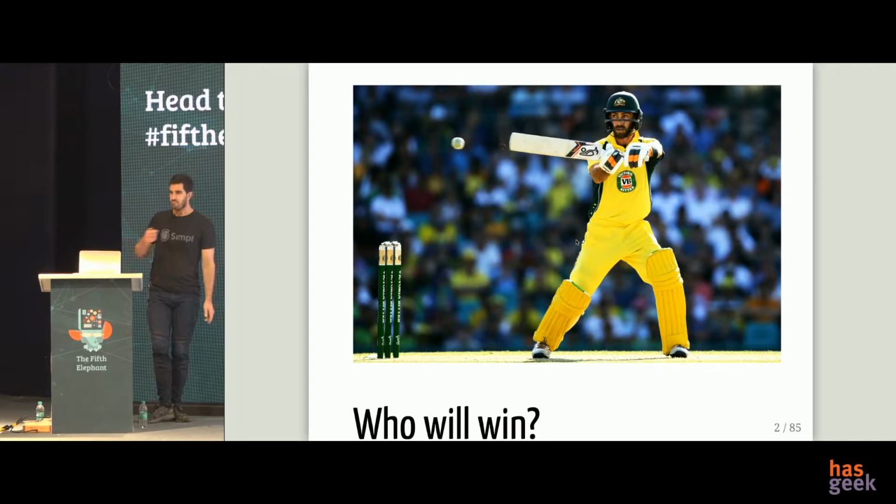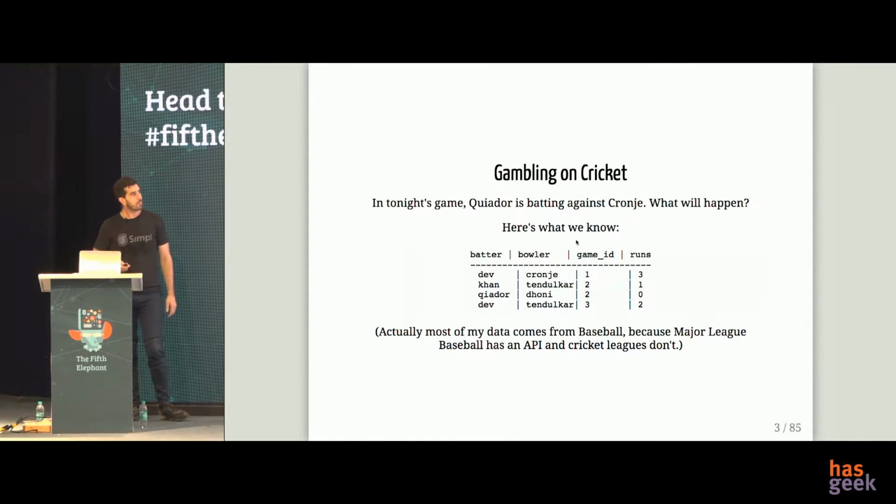So around this time last year, I was making not a lot of money, but at least some money, gambling on, I wasn't actually doing cricket, I was doing baseball because I was in the US at the time, but similar idea. I had data that was along these lines. We have a batsman, we have a bowler. In a certain game, this pairing of a batsman against a bowler resulted in this many points.